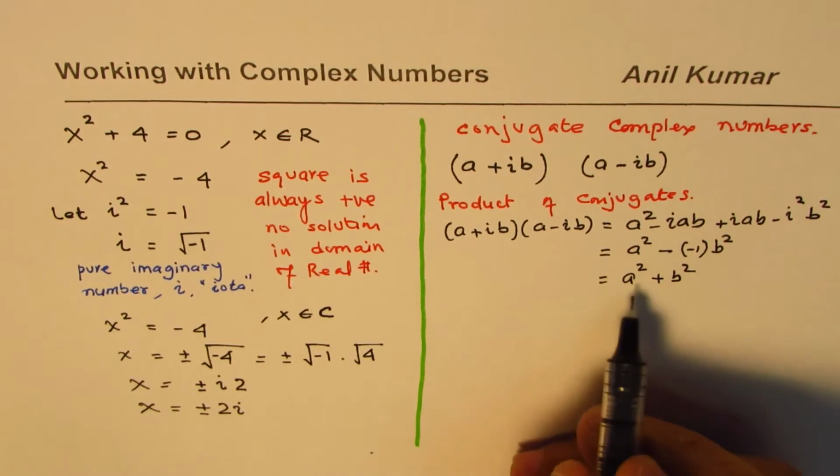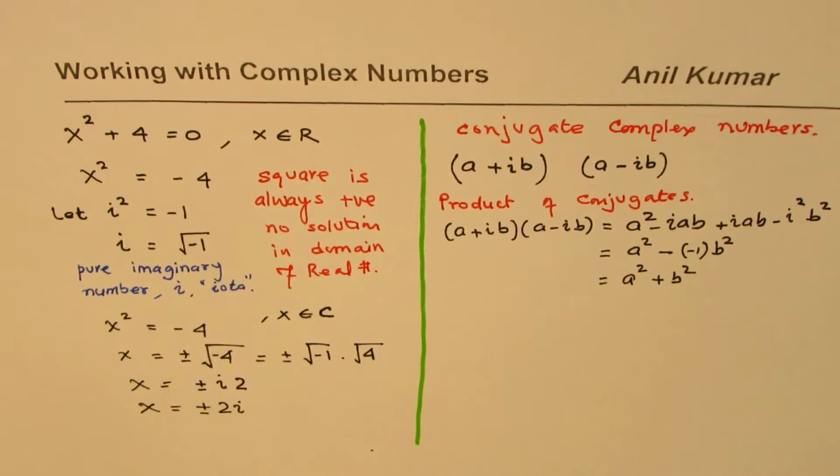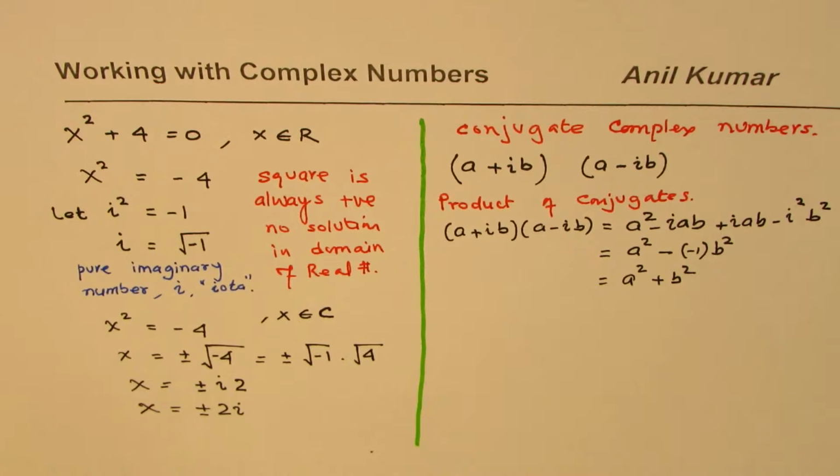Do you see that? So a squared plus b squared is the product of the conjugates in complex numbers, correct? So a squared plus b squared is the product of conjugates. So that is a very important thing to understand, right? So this is another thing.